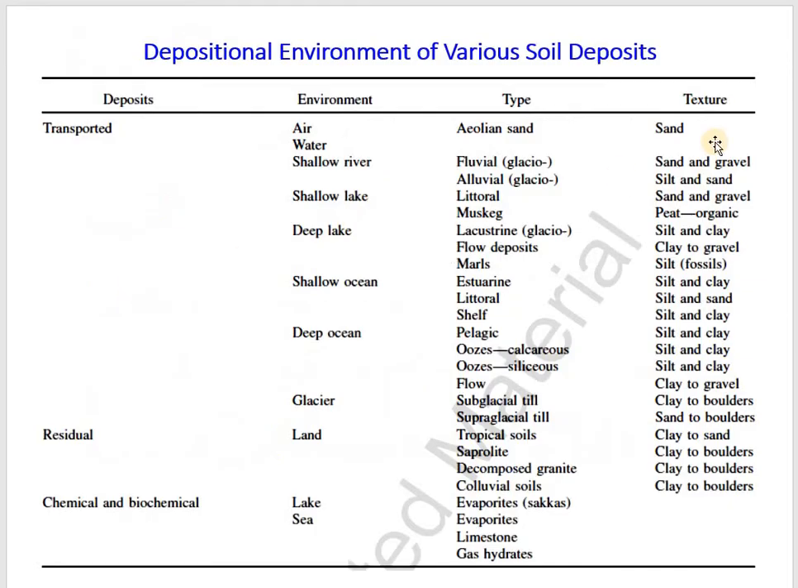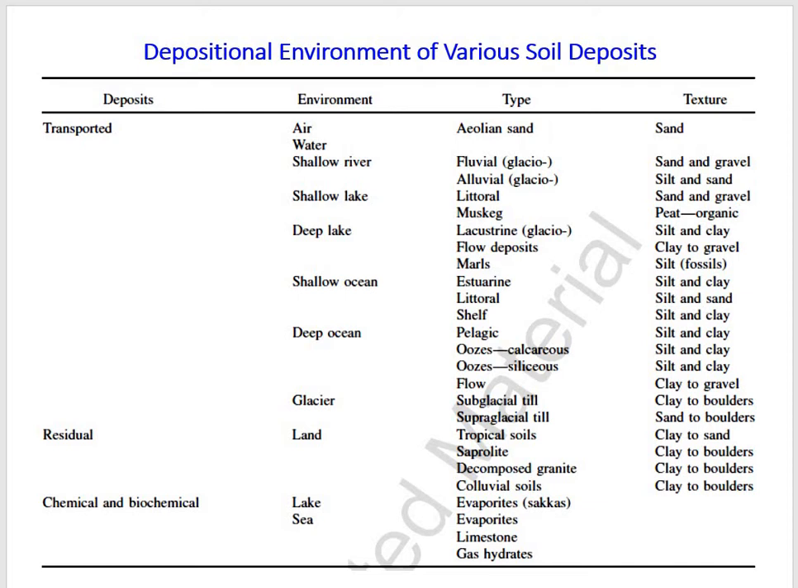Now here a table is shown of the depositional environment of various soil deposits. First you can see the transported deposits. You can see what the agents are: air, water, shallow river, shallow lake, shallow ocean, deep ocean, then glacier. And you can also see the type of the soil and also the texture. So what are the various types you can see here?